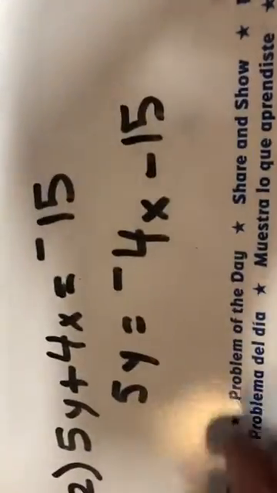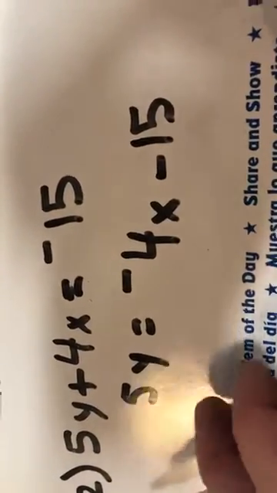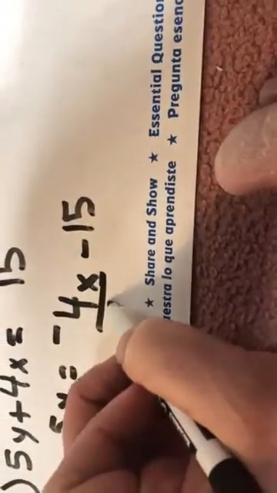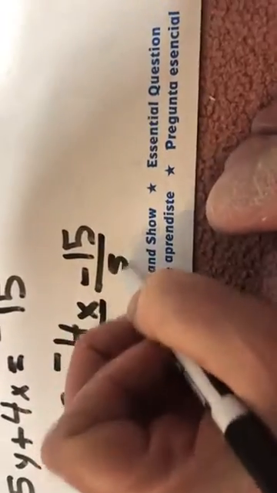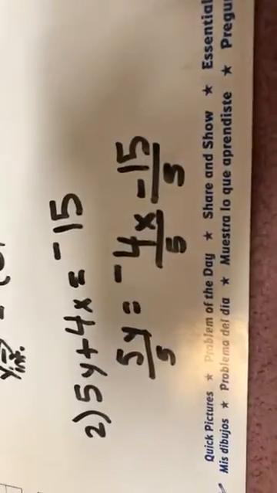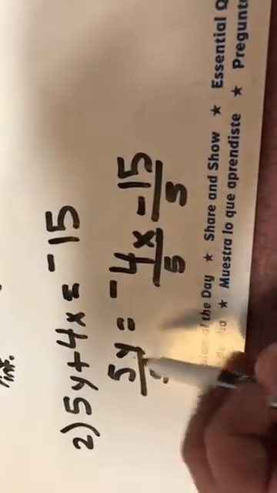I do not have y by itself. I have a 5 with a y. So I have to divide everything by 5. I divide everything by 5, make that a 5, make that a 5, make that a 5. I'm dividing everything by 5. That's what I have to do to get y by itself. So 5y divided by 5 would just be y equals.